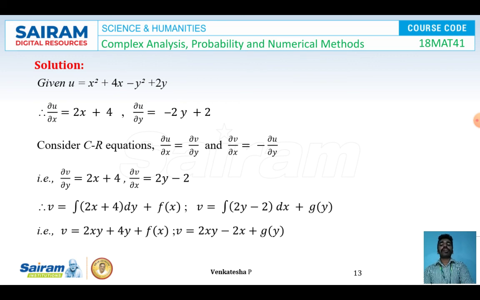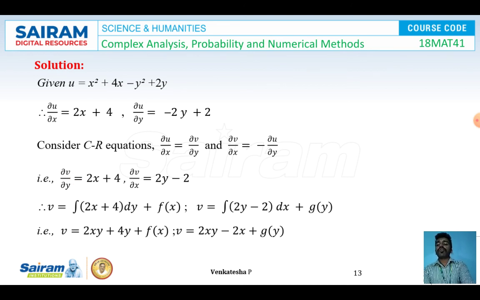Since we have to find the value of v here, I'm going to convert ∂u/∂x and ∂u/∂y in terms of the v function. We can replace ∂u/∂x is equal to ∂v/∂y, and ∂u/∂y is equal to minus ∂v/∂x. This is because of the CR equations. So now I'm replacing ∂u/∂x as ∂v/∂y, and ∂u/∂y as minus ∂v/∂x. So I got ∂v/∂y is equal to 2x plus 4, and ∂v/∂x is equal to 2y minus 2.